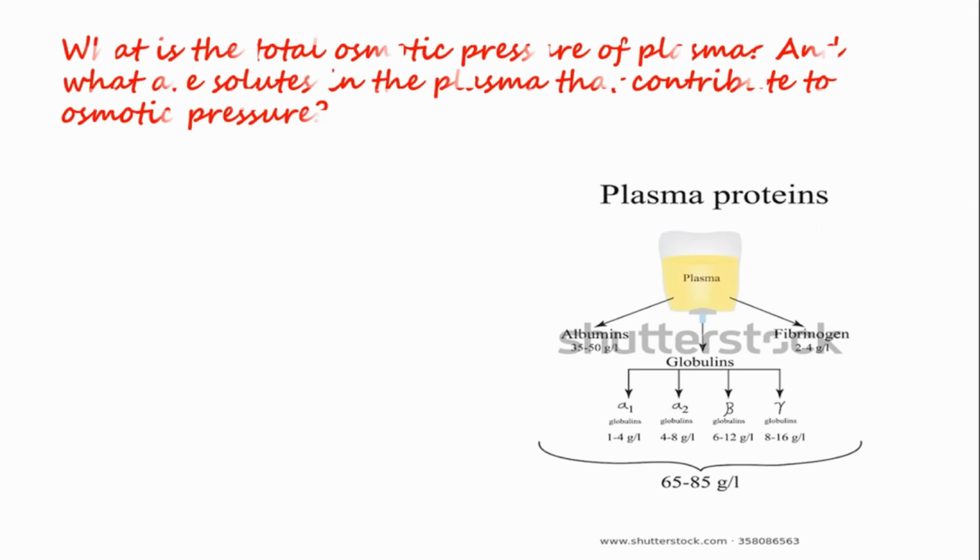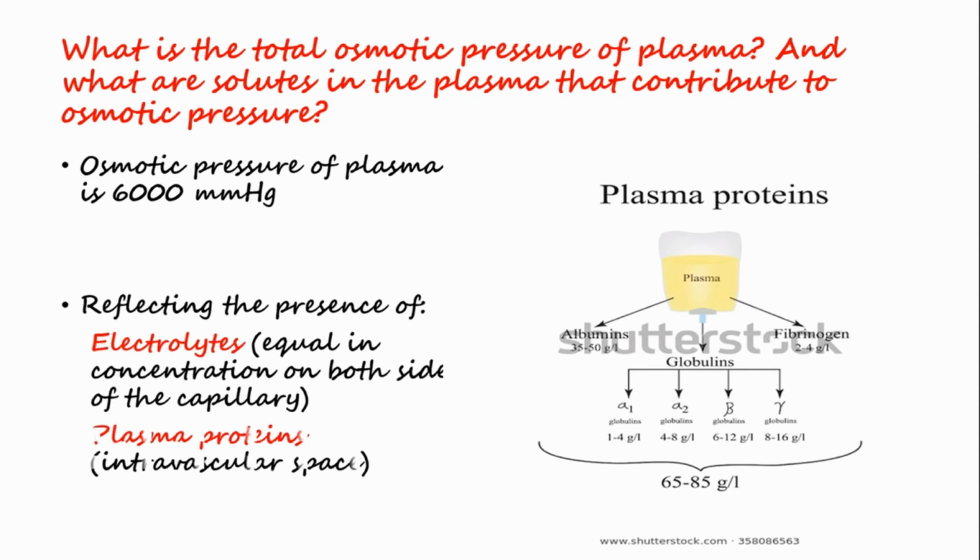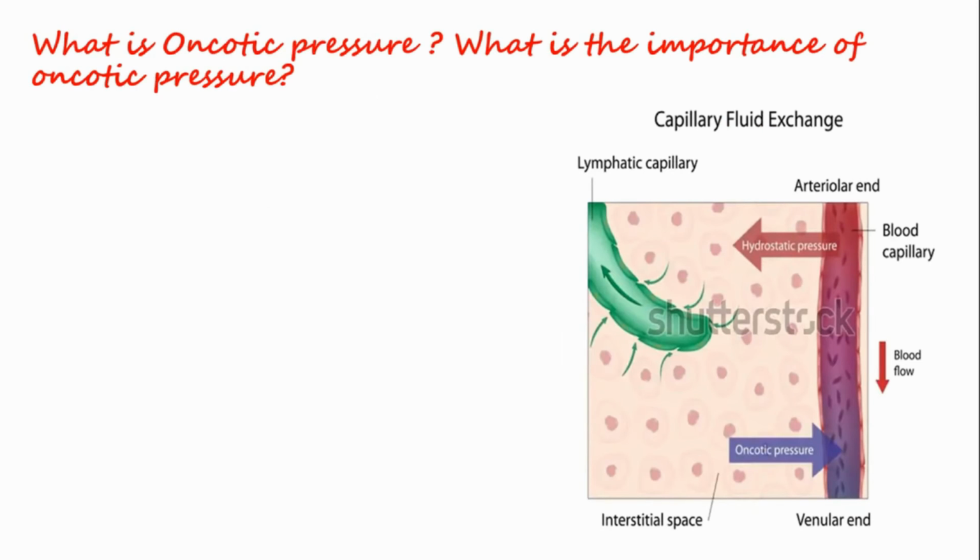What is the total osmotic pressure of plasma, and what are the solutes in the plasma that contribute to osmotic pressure? Total osmotic pressure of plasma is 6,000 mm mercury. It reflects the presence of electrolytes, equal in concentration on both sides of the capillary, and plasma proteins in the intravascular space.